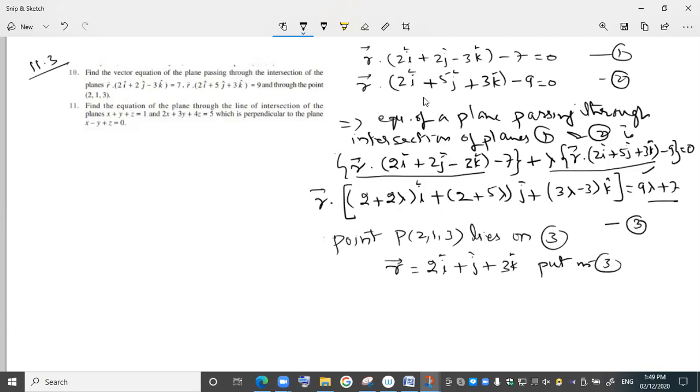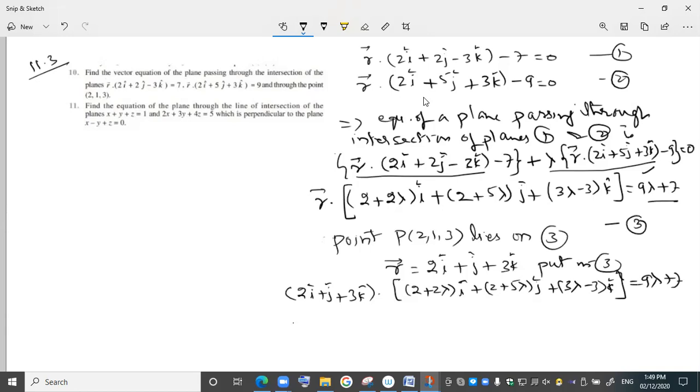So we get, instead of r you will write 2i plus j plus 3k and its dot product with (2 plus 2 lambda)i plus (2 plus 5 lambda)j plus (3 lambda minus 3)k cap is equal to 9 lambda plus 7. Just find the dot product and then solve it to get the value of lambda. Put the value of lambda in 3, you will get the required plane.